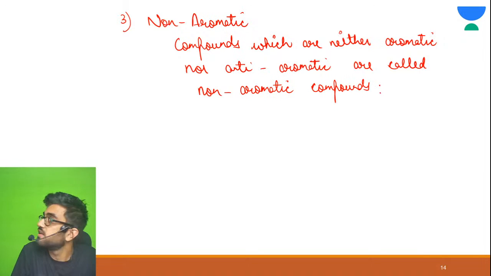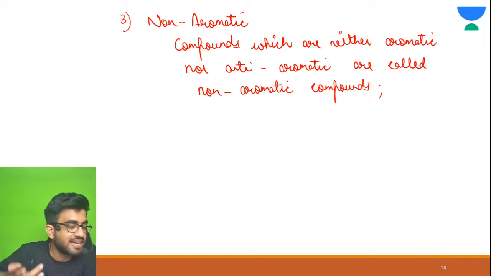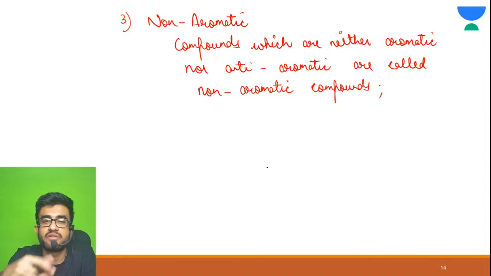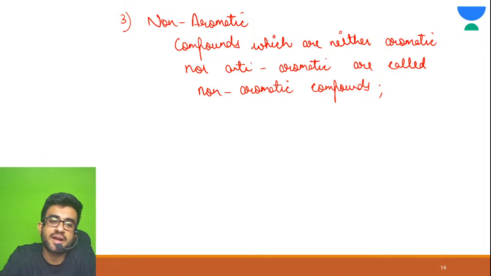Alright, this is a very easy thing, right? We know how to identify aromatic, we know how to identify anti-aromatic. So anything which is not aromatic, which is not anti-aromatic, that is non-aromatic. Are you getting my point?